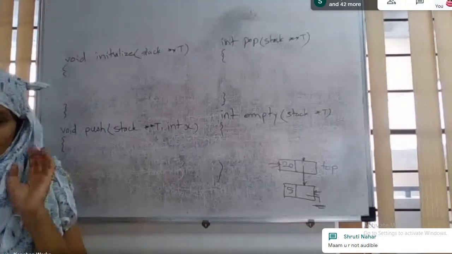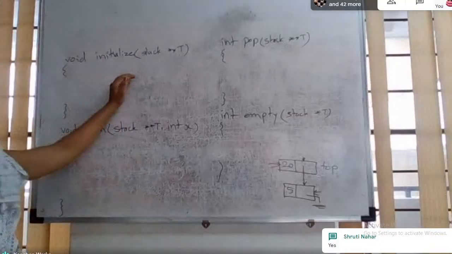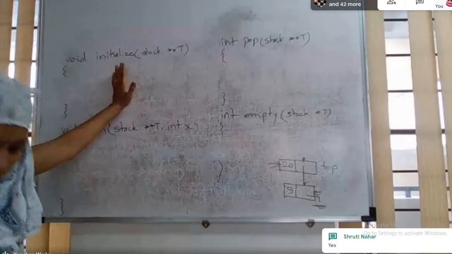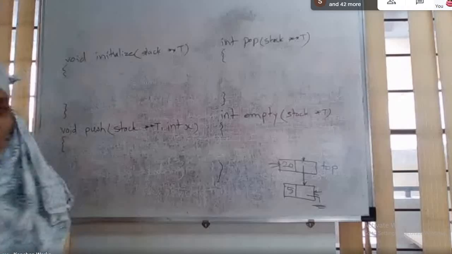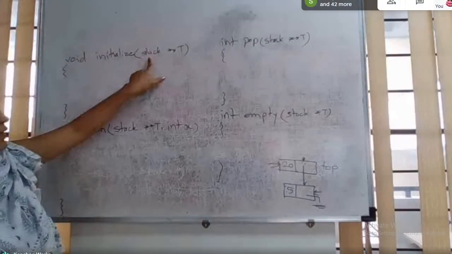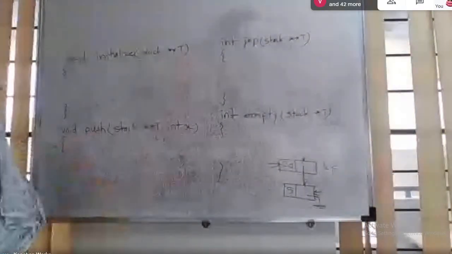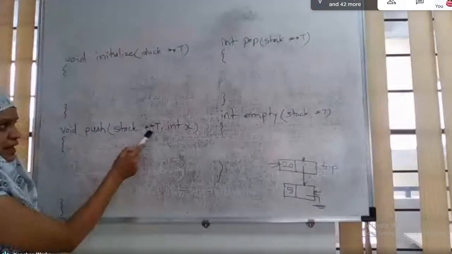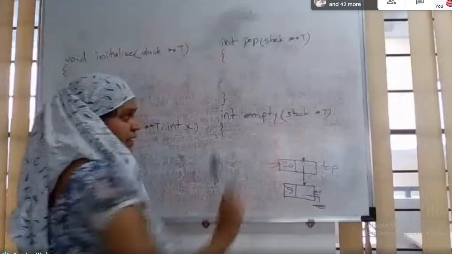Okay. Now am I audible? Yes, ma'am. Okay. So before going to the code of those functions, what we have to do first of all is see the parameters of all the functions. What is written as a parameter? Whenever I want to initialize the stack, I have written stack double pointer t. Push double pointer, stack double pointer t, pop stack double pointer t, empty stack single pointer t.